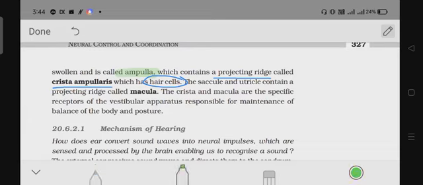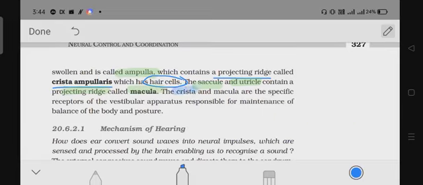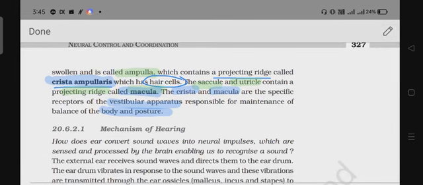Now the saccule and the utricle have projecting ridges, which are called the macula. Together, this crista ampullaris and this macula, both of them have the specific receptors of the vestibular apparatus, which are responsible for the maintenance of body posture.